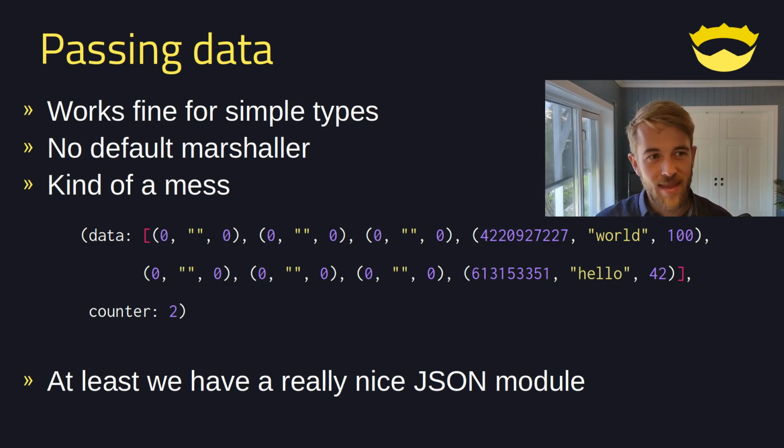I haven't really found a good way around this for the Nim types, but at least we have a really nice JSON module. So what I've been doing so far is just, on the NimScript side, convert it to a string of JSON data, and on the Nim side, parse that JSON and marshal it back into the same type.